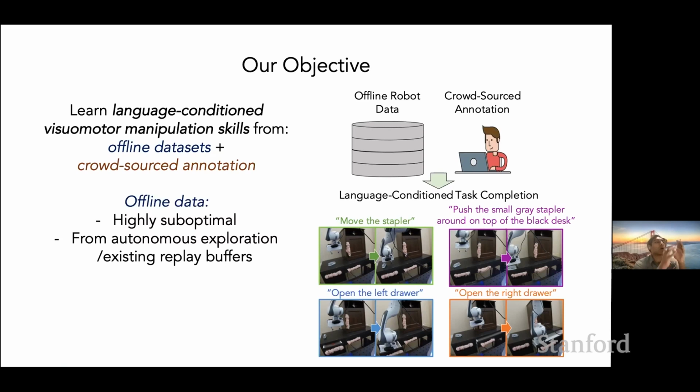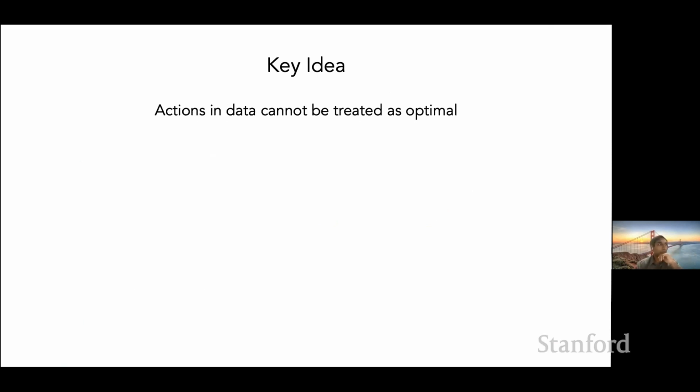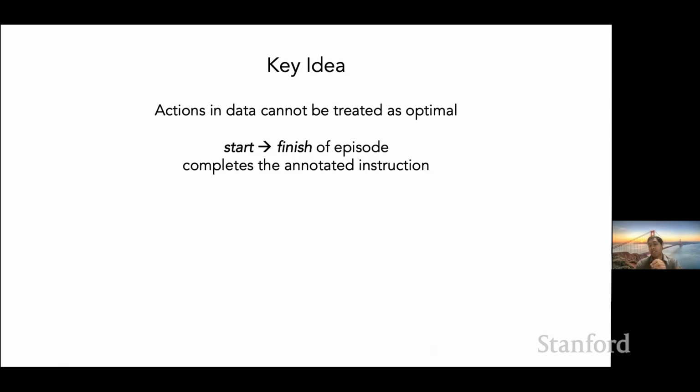And critically, we want to learn from potentially highly suboptimal offline data that's not expert data. This might be, for example, data from agents exploring autonomously, or maybe reusing the replay buffer of a previously trained RL agent. Then we want crowdsourced annotation to tell us what tasks, if any, are happening in this dataset. The key idea in our work is that we can't necessarily treat the actions in this data as optimal. But what we do know is that even if the agent took some suboptimal trajectory, going from the beginning to the end of an episode is going to complete whatever instruction the human annotated it with.